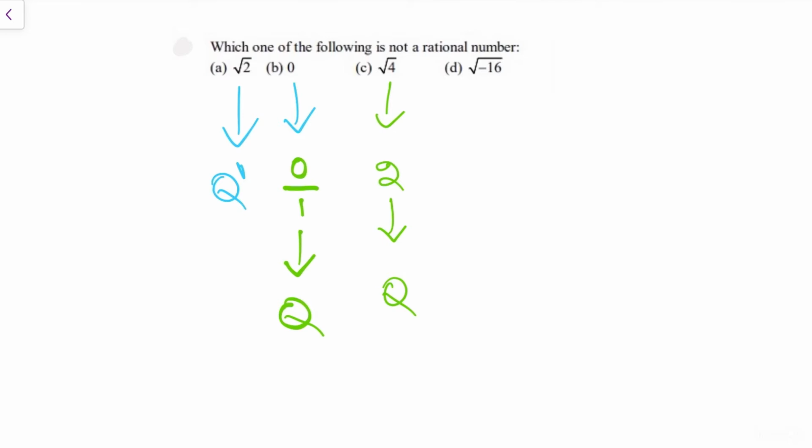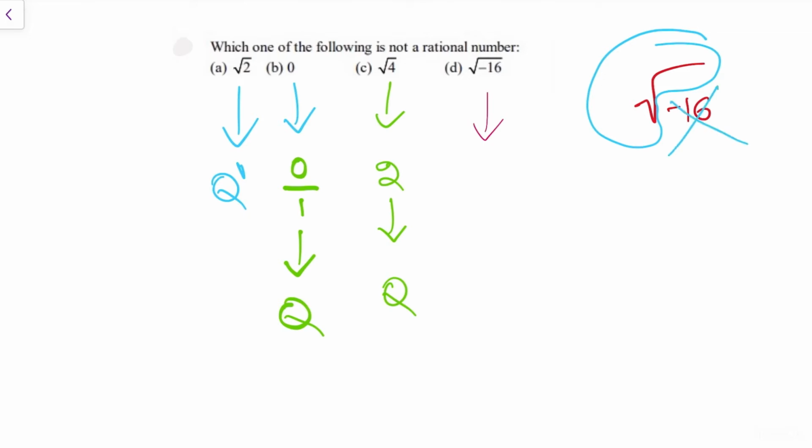Next, under root minus 16. Observe this question clearly. Here under root minus 16. This is a square root symbol, right? So inside of a square root, a negative won't come. In case this kind of question is there, that is called an imaginary number, which is out of the 10th syllabus. That is an intermediate topic, complex numbers. So I can say that it is not a rational number. It is not a rational number. That is actually an imaginary number.